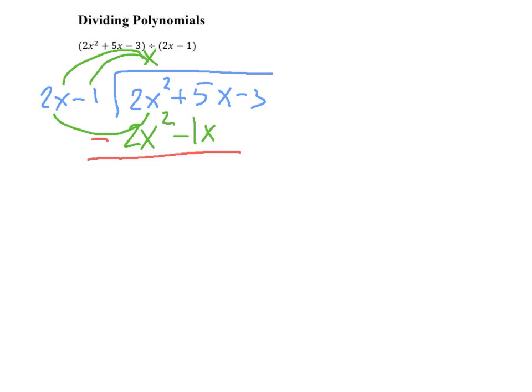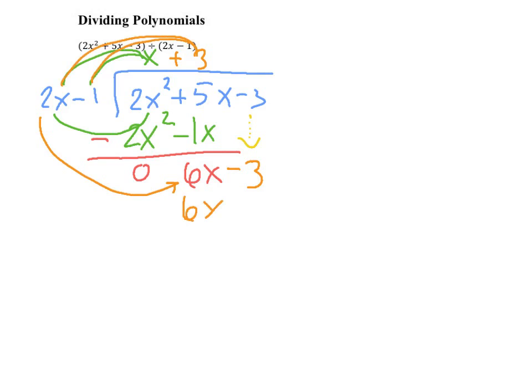Now I subtract. So 2x squared minus 2x squared is 0. 5 minus negative 1 is going to be 6x. Now I'm going to bring down that negative 3. Now I need to ask myself, 2 times what is 6? 2x times 3 is going to be 6x. So then I multiply. 3 times 2x and 3 times negative 1. So 3 times 2x is going to be 6x. 3 times negative 1 is negative 3.